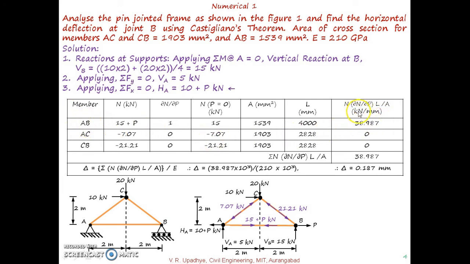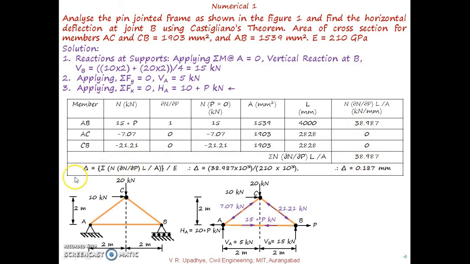So if we go through this calculation, then for member AB, it gives us a value of 38.987. But del N by del P for member AC and member CB is 0. So for those two members, these calculations will become 0. And the summation of that becomes 38.987.